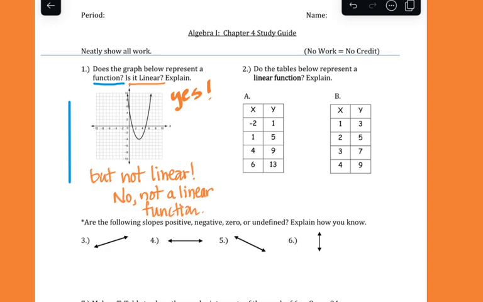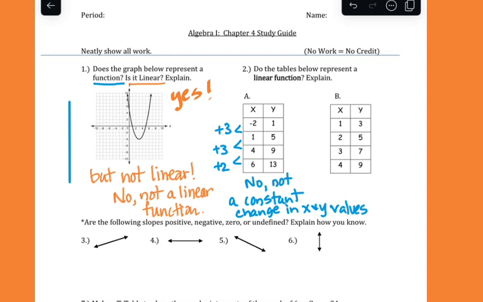Number 2, in order to check on a table, we need to see a constant change in both the X and Y values. As I look at table A, it goes up by 3 on the X values, and then it goes up by 2. I can stop right now, because there's not a constant change in both the X and Y values. The Y values are constant, but the X values aren't. That's why it is not a linear function. It's a function because X is not repeating or cheating, but it's not linear.